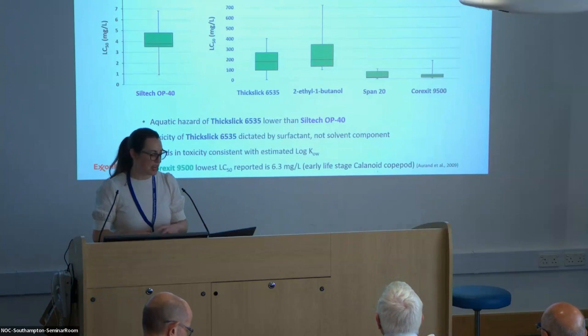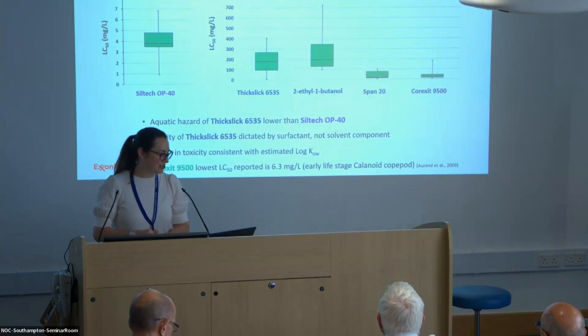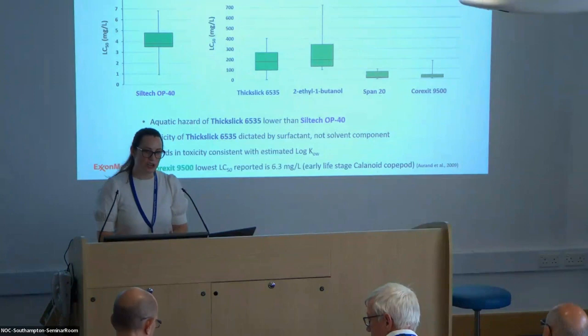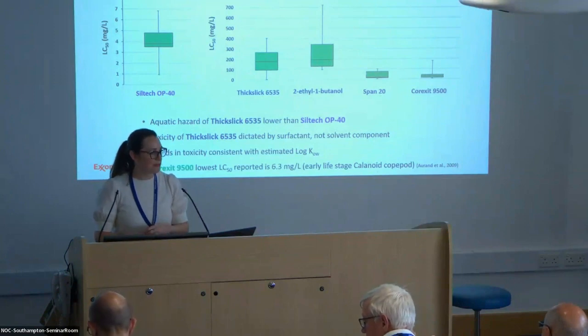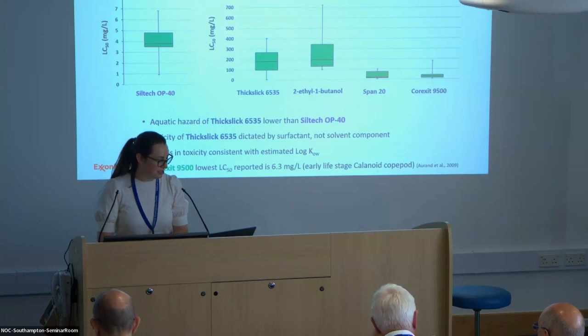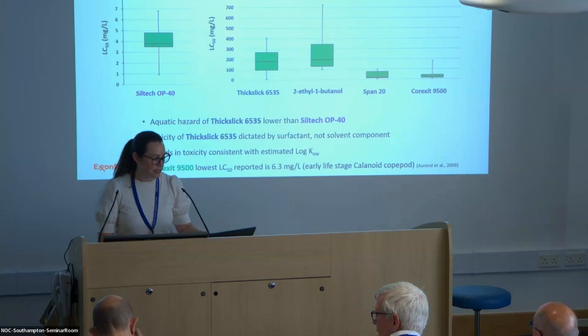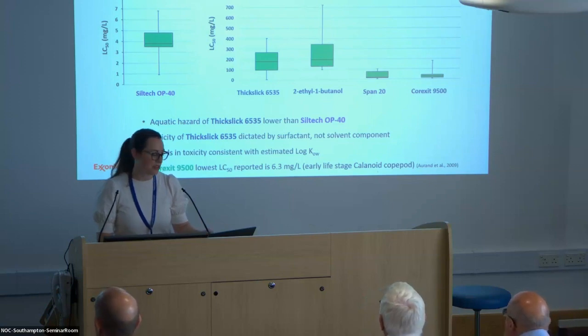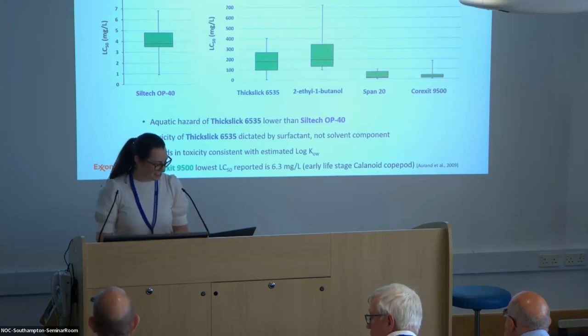We compiled all this data into different box plots for comparison. On the y-axis, you'll see the LC50s, and if you note, there are different axes. You'll see Siltec OP40, all the literature that we found is combined in there, and the range of LC50s is presented. On the second graph over, you'll see the LC50s of Thick Slick 6535, and then the individual components of Thick Slick, the alcohol and the SPAN20. We also wanted to include data of Corexit 9500 for comparison, just because it's good to have that.